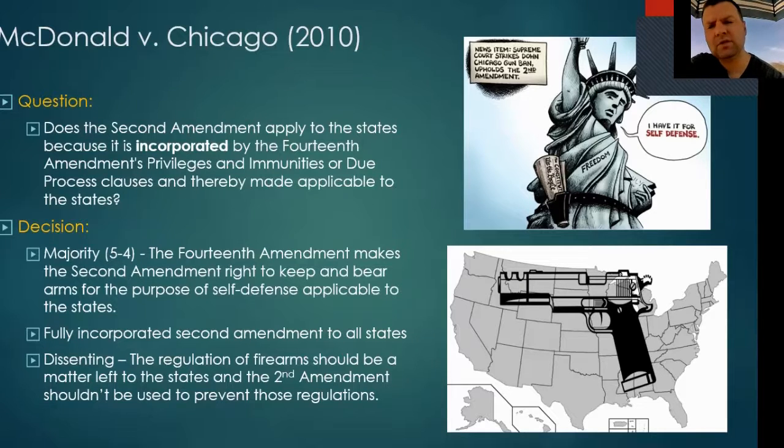There were some dissenters that said states should not be prevented. The Second Amendment allows for regulations, and the Second Amendment should only apply to the national government in terms of what they could restrict. And so in this case, the dissenters wanted to protect the states and allow states to restrict gun use if they felt that it was necessary. But the majority said no. The Second Amendment prevents state governments as well as the national government from doing that.